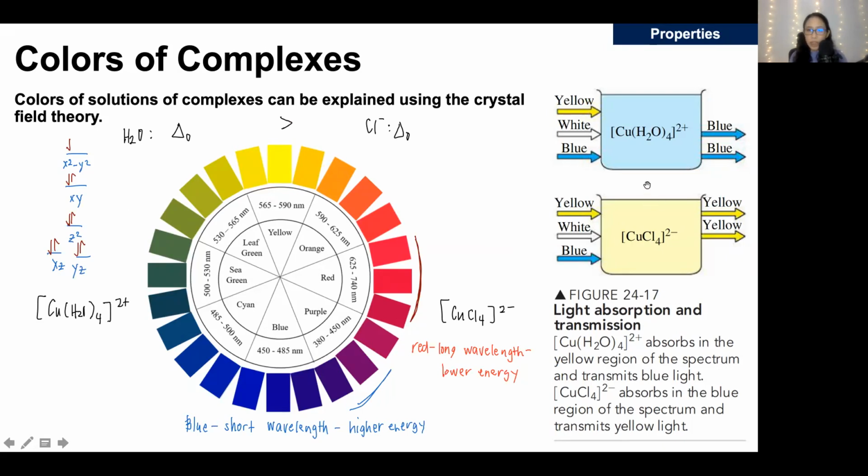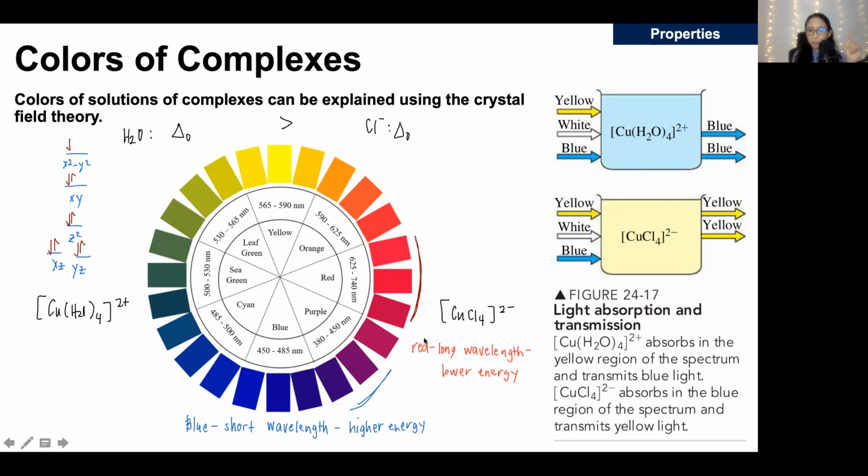A solution containing tetraaquacopper(II) absorbs most strongly in the yellow region of the spectrum. The wavelength components of the light transmitted combine to produce the color blue. Meanwhile, tetrachlorocuprate(II) absorbs strongly in the blue region of the spectrum. The transmitted light is yellow. That is the observation, which means the crystal field splitting for these two complexes is not aligned with what we just learned, right?